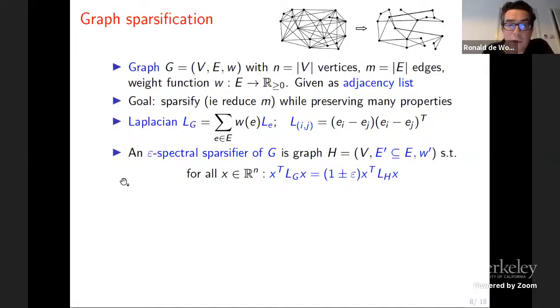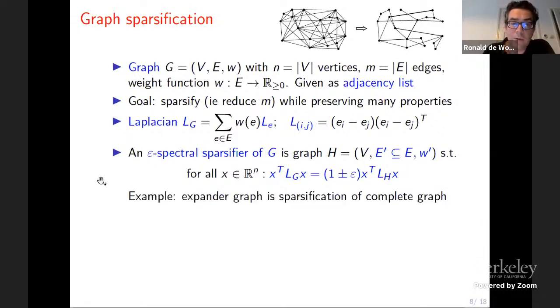And just to illustrate one example, suppose you were to start with a complete graph, let's say the n-clique. Then a typical example of a sparsification would be an expander graph. An expander graph is a graph that has a constant degree, so its number of edges is order n, and it shares this property here. So all of the quadratic forms in the Laplacian are preserved. So you can really think of an expander graph here as the poor man's version of a complete graph.